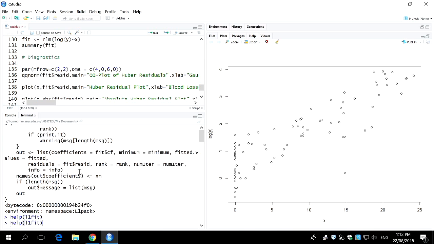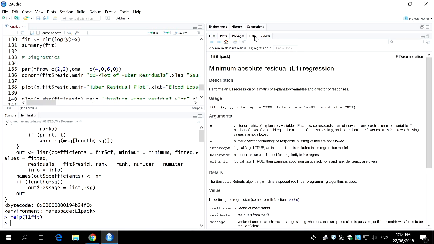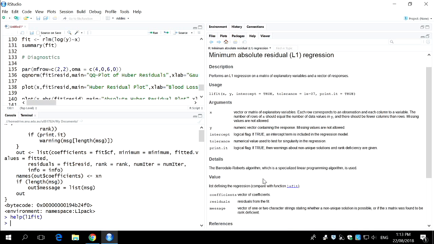And then, like we always do, I asked, how does this thing work? And I used the help viewer, help L1 fit. And there it is, minimum absolute residual L1 regression. The syntax is pretty simple. L1 fit, you give it the X, you give it the Y. Intercept is true, so we're fitting a model with both an intercept and a slope, and that's the default. So the basic structure is L1 fit X Y.